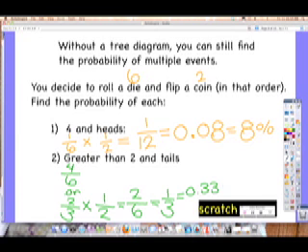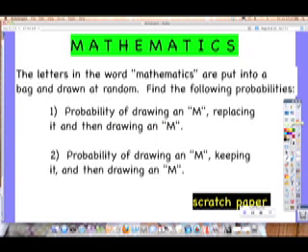I love these questions. Okay, so we're going to pretend we're putting all of these letters in the bag, shaking them up, and then we're figuring out the probability. So, what's the probability, just right here, underline this, what's the probability of drawing a letter M? 2 out of 11. Is it 1 out of 11 or 2 out of 11? 2 out of 11. There's 2 in there, right? So that first one is 2 out of 11.